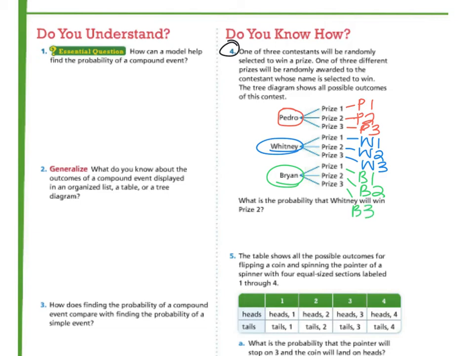So when they ask us what is the probability that Whitney will win prize 2, there is only one outcome out of all of them that shows Whitney winning prize number 2. Now, how many outcomes are there altogether? Well, if you count them up, there are 9. So the probability that Whitney will win prize 2 is 1 out of 9.